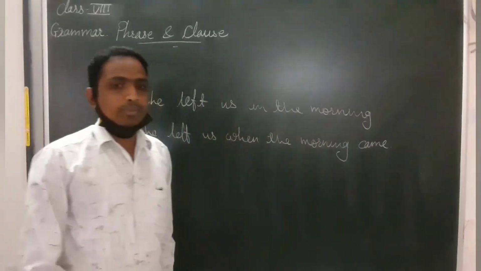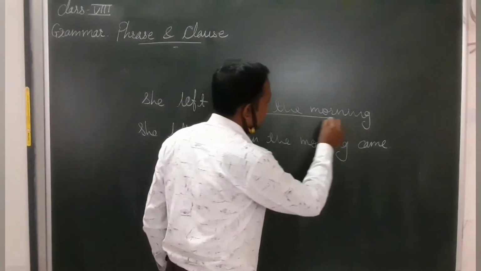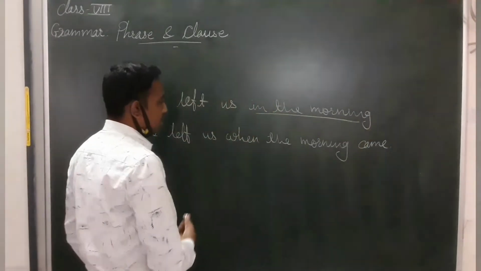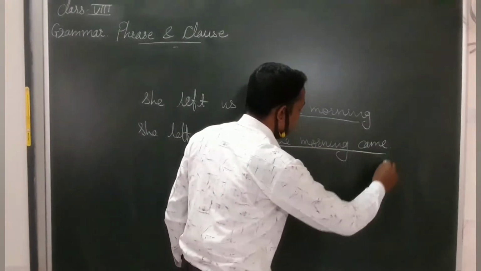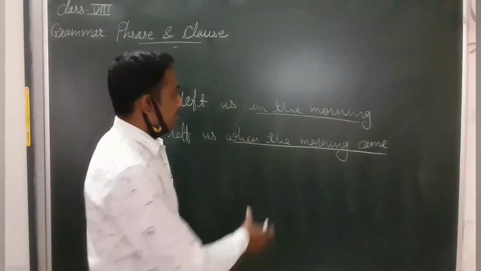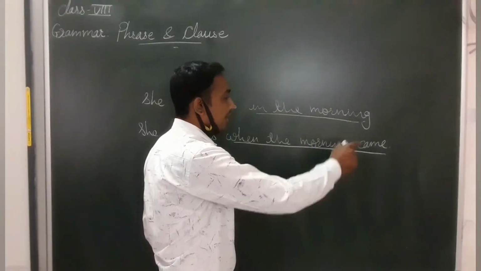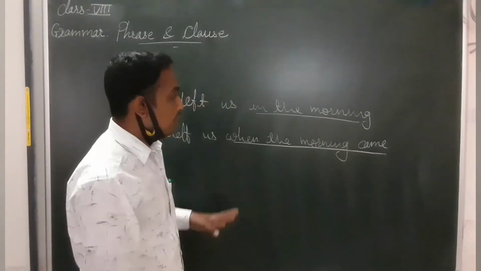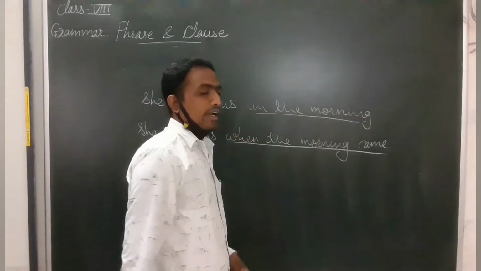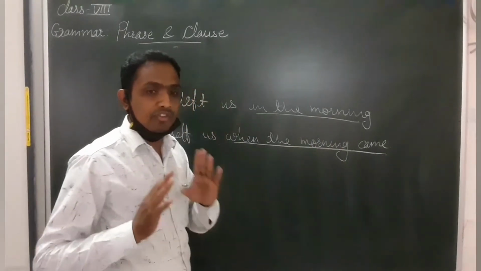So here you can see two examples. She left us in the morning. She left us when the morning came. These two groups of words: first, in the morning, and second, when the morning came. Now you can see in the morning does not have any complete meaning. When the morning came, it has its meaning.